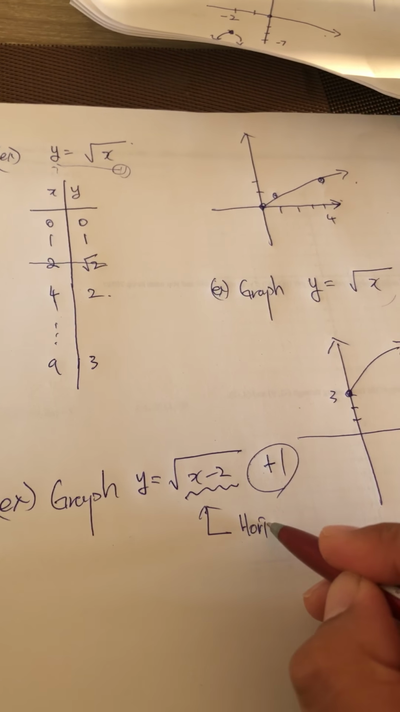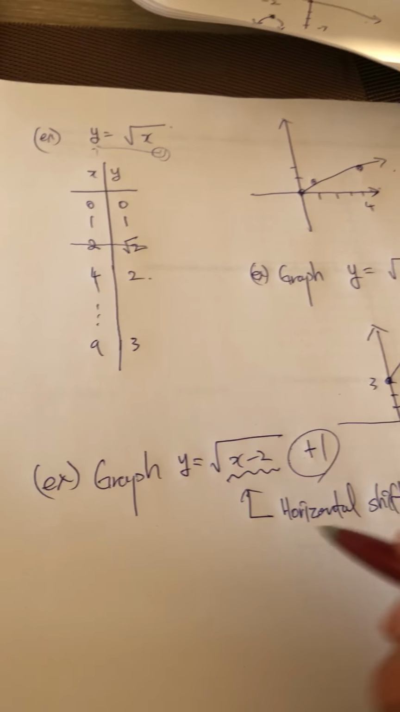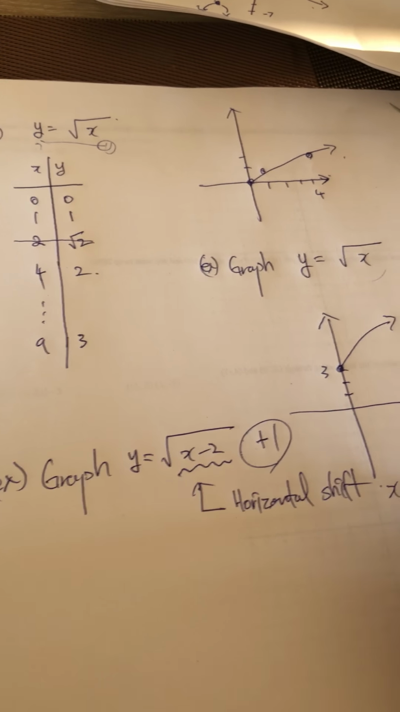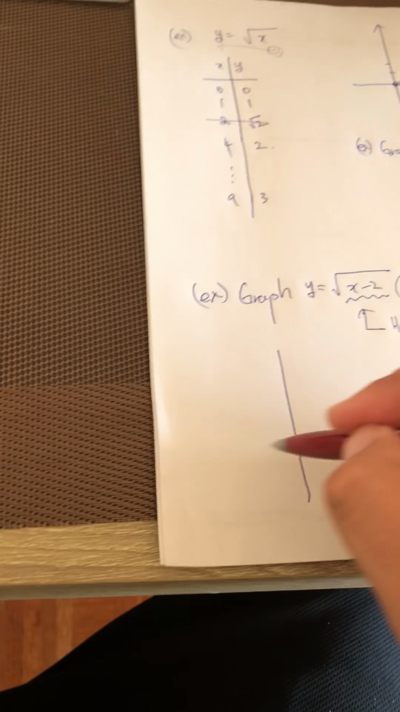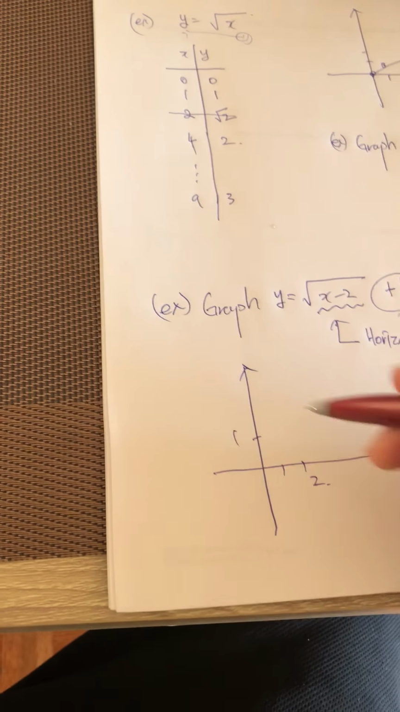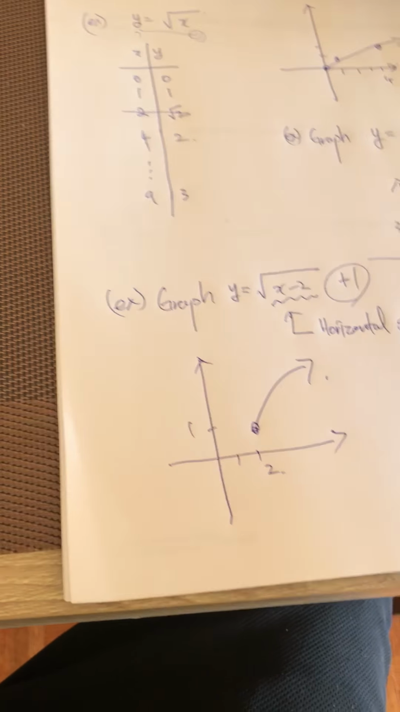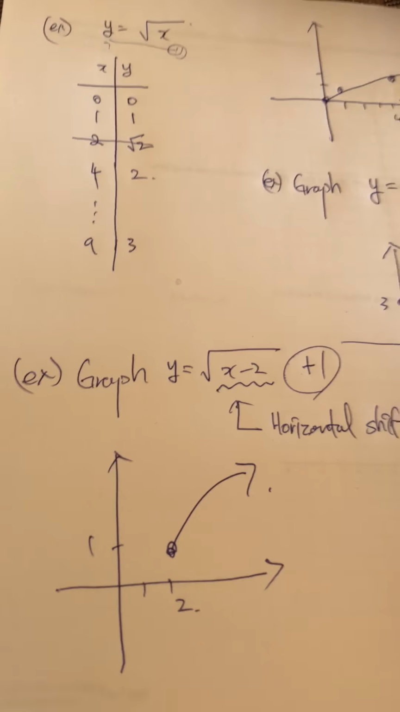That is the horizontal shift, right? Again, the same setup, x minus 2 equals 0, x equals 2. So the entire graph, you're gonna bring it to the right 2 units and bring it up by 1 unit, and voila. Okay, let me know if you have any questions.